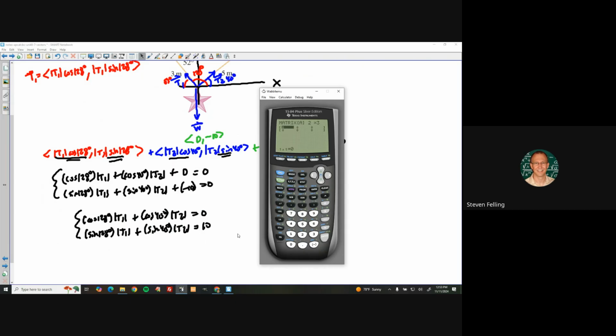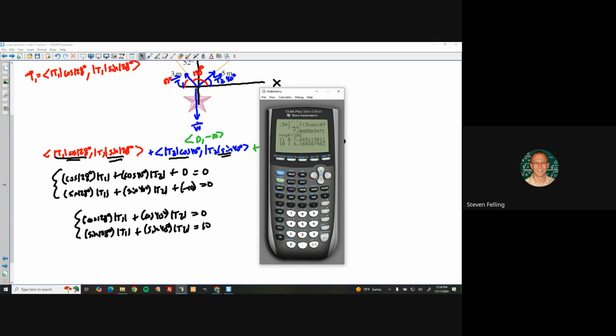So I'm going to put cosine of 128, and as soon as I hit enter, it's going to convert that to a decimal. And then this is cosine of 40, equals 0. And the second row is sine of 128. You could use other methods to solve this system, but I like the calculator method. Sine of 40 degrees, and then 10. Okay, now that that's in there, I will do RREF. So back to the matrix menu over here, scroll down to RREF, reduce row echelon form. We'll operate on matrix A.